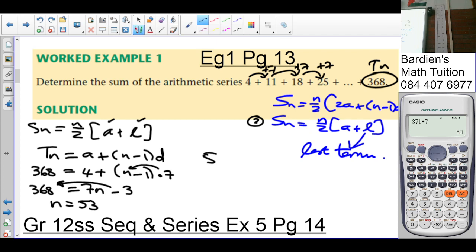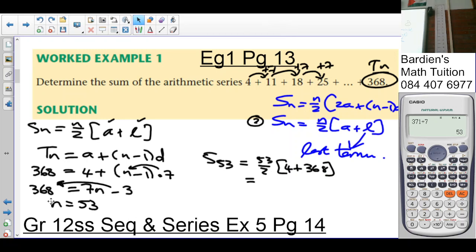So S53 is equal to 53 over 2 into a, what's my a value? 4, plus l, 368. So it's going to be 53 over 2 into (4 plus 368), which is 9,858.